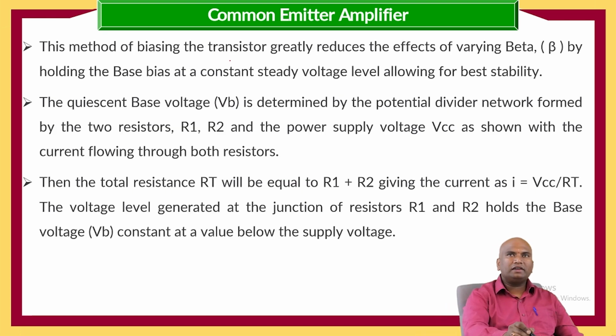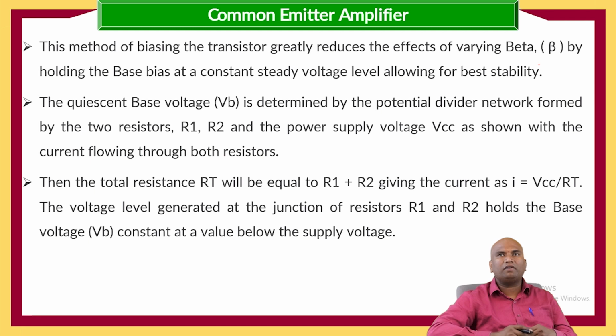And this method of biasing the transistor greatly reduces the effects of varying beta value, by holding the base bias at a constant and steady voltage level, allowing for best stability. So when the beta value is nearly constant, we are going to get a steady output voltage. The quiescent base voltage is determined by the potential divider network, which is formed by the two resistors.